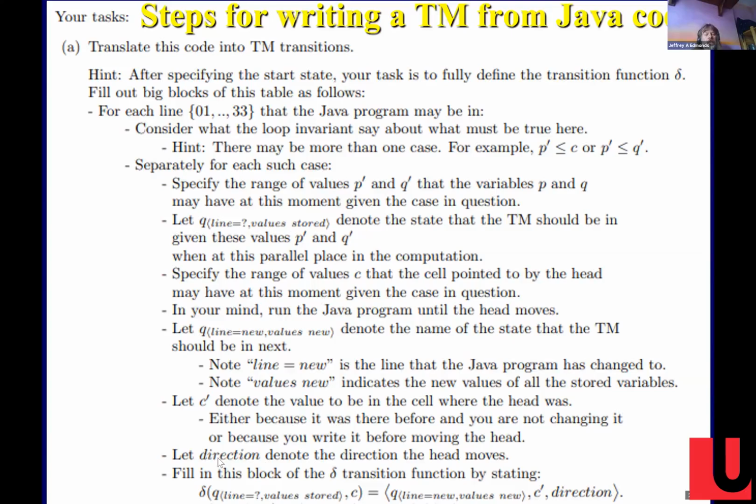So then the Java program, when you ran it until it moves the head, so you know how it's moving the head, whether it's moving left or right. So that's what direction is. And then, what do you write on your test, right? You say, hey, I'm considering this particular line. I'm starting at this particular line of code. I have a particular case in mind, and hence I have a particular range of values for my P prime and my Q prime, and I have a particular range for my C. Then I'm going to assume for those particular values that I'm in a particular state and I'm reading a particular character, and then I fill in the table entry that says, if I'm in this state and I'm reading this character, then I go to this state, I write this character, and I move the head in a particular direction. Right? Does that make sense?